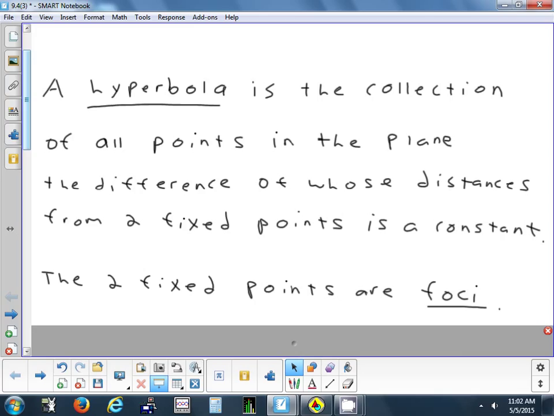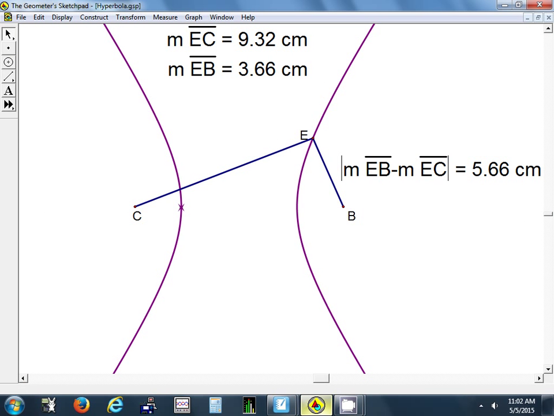Okay, so next what I'm going to do is put up a picture that illustrates this definition in a more visual way. There's a hyperbola. A hyperbola is sketched in two parts. Each of these parts, we're going to learn in a few minutes, is called a branch. And C and B are the foci.